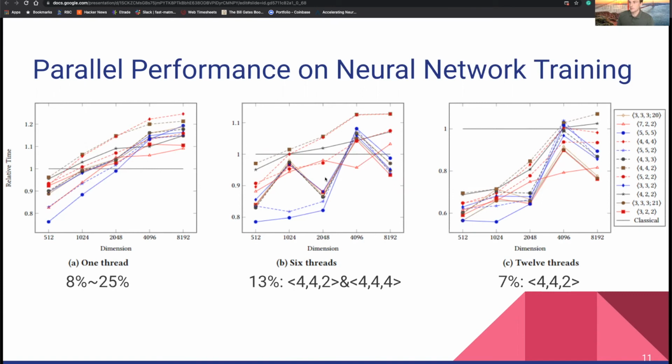With 6 threads, we've shown that it can get up to a 13% improvement over the classical algorithm. And with 12 threads, it gets up to a 7% improvement over the classical algorithm. The relative performance degrades because of memory bandwidth issues, not scaling with the number of cores that we have. The best performing algorithms we have are the 442 and 444 algorithms. This is likely because the number of multiplications in these algorithms divides evenly with the number of cores that we have.